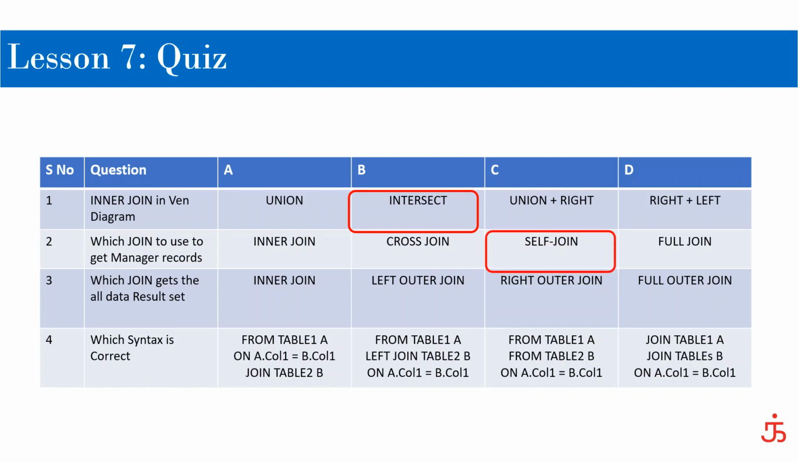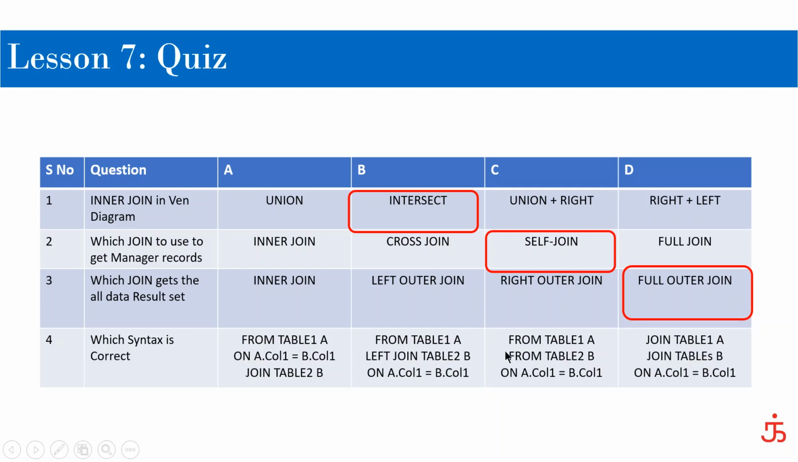We have to use self join to fetch the manager record. Which join gets all data in the result set? I think this is pretty easy. Is it inner join, left outer join, right outer join, or full outer join? It is full outer join. Okay, and the final question is, which syntax is correct? Is it first the from table, then the on condition, and then finally the join? This is not right, because we can only give the join condition after specifying the join, otherwise we cannot specify it. Moving on to C.